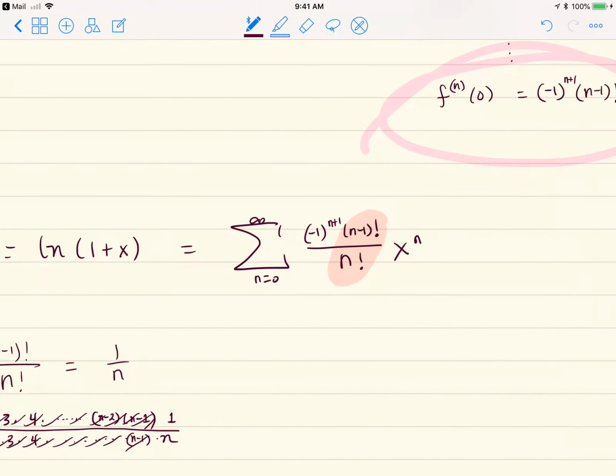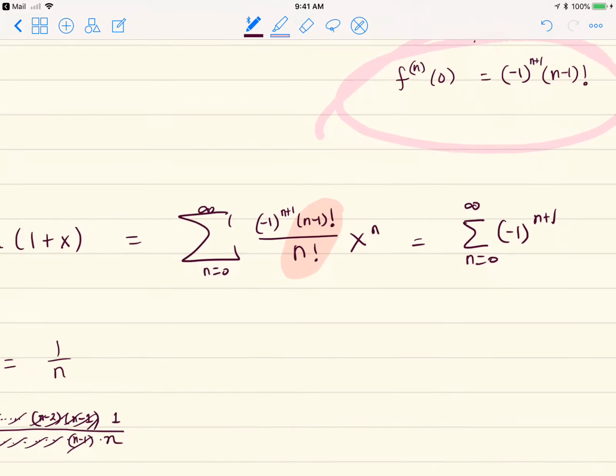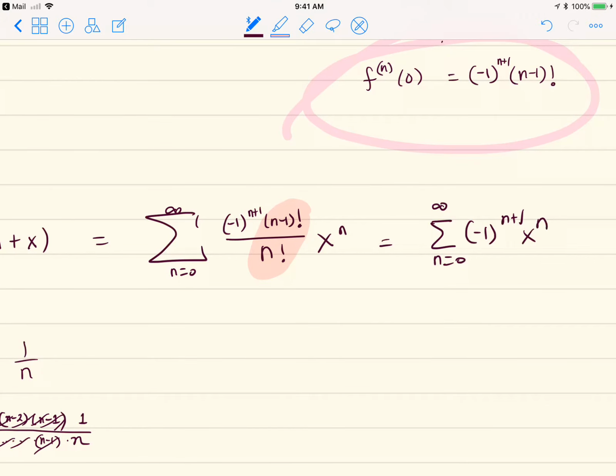All right, so we can rewrite our Maclaurin series as the sum, n equals 0 to infinity, negative 1 to the n plus 1, x to the n over n. And that is our final answer.